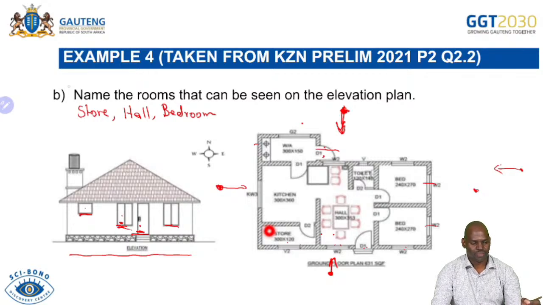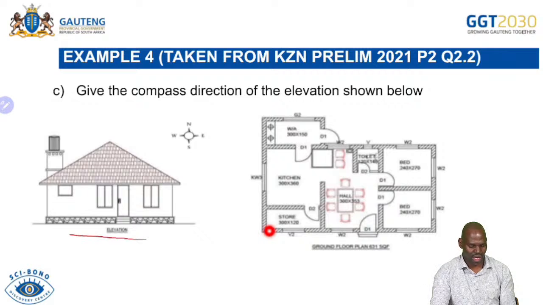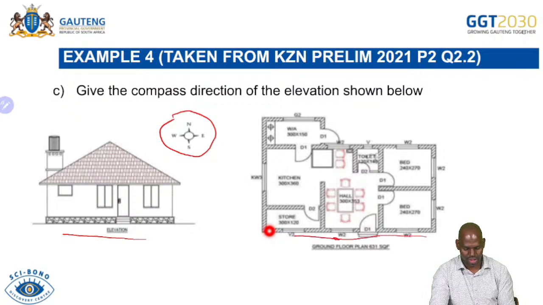Okay, then the next question is give the compass direction of the elevation shown below. Now, this is the elevation, and there you've got the compass. It shows north, east, west, south. So they want to know, is this elevation in the north, the west, the east, or the south? Obviously, as you have seen in the previous question, this is actually in the south. This is the side, so therefore it's in the south.